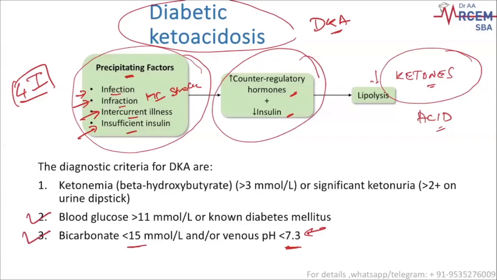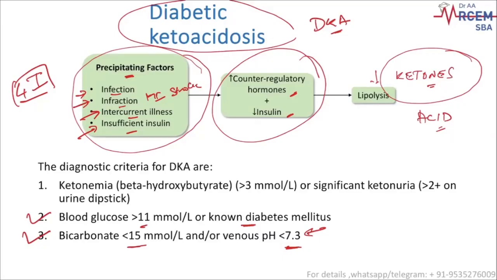The next one is the blood glucose level, which should be more than 11 millimoles per liter. Remember that in the UK we always use millimoles per liter, not milligrams per deciliter. If it's a known case of diabetes mellitus, that is also fine. If it's a known case of diabetes mellitus and the glucose levels are 10 or 10.8, that should be sufficient to satisfy. It's not necessary that the glucose level is always on the higher side in DKA.